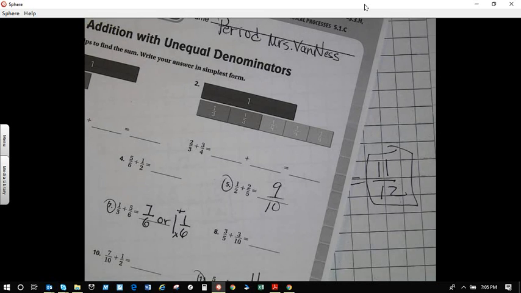Tomorrow we're going to be working on subtracting fractions with unlike denominators, because we have to move into mixed numbers as well. And then we start multiplication. So right now we're a couple of days behind, so we really need to see what we can do to catch up tomorrow.